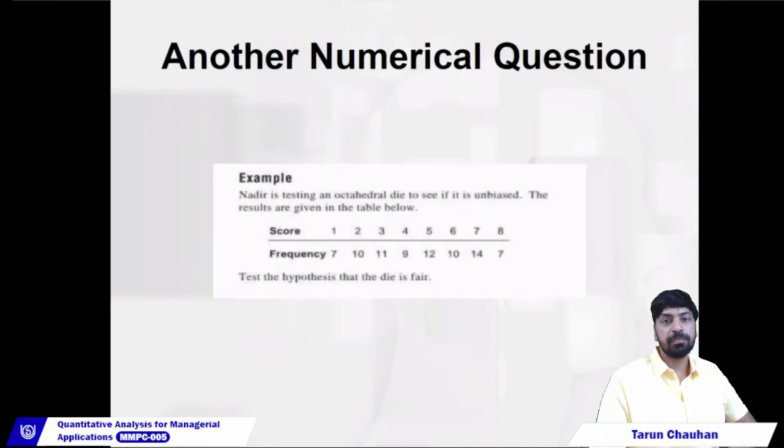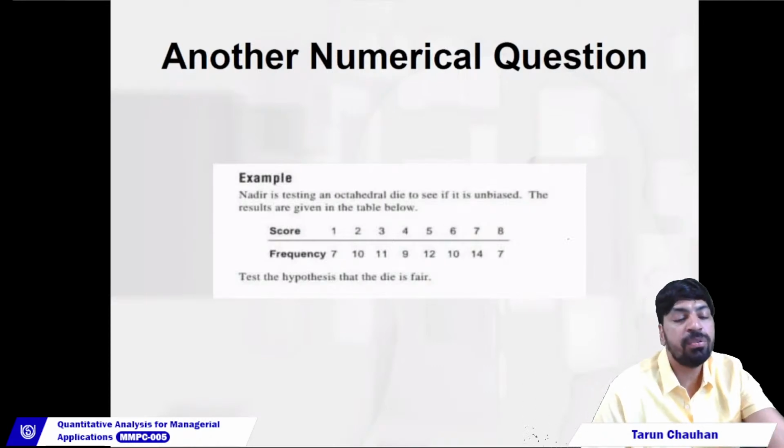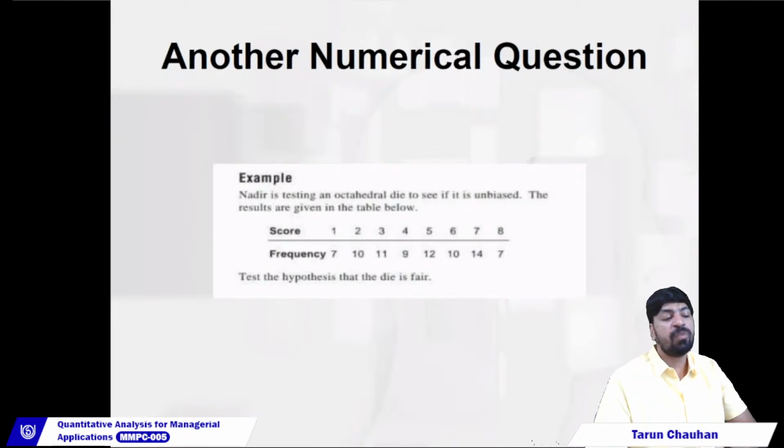This is another numerical question which is given to you in the form of frequencies. Nadeep is testing an audible die to see if it is unbiased or not. The results are given below. The scores are already given, 1 to 8, and the frequencies are 7, 10, 11, 9, 12, 10, 14, and 7. Test the hypothesis that the die is fair or not. You have to make the null hypothesis and the alternate hypothesis.